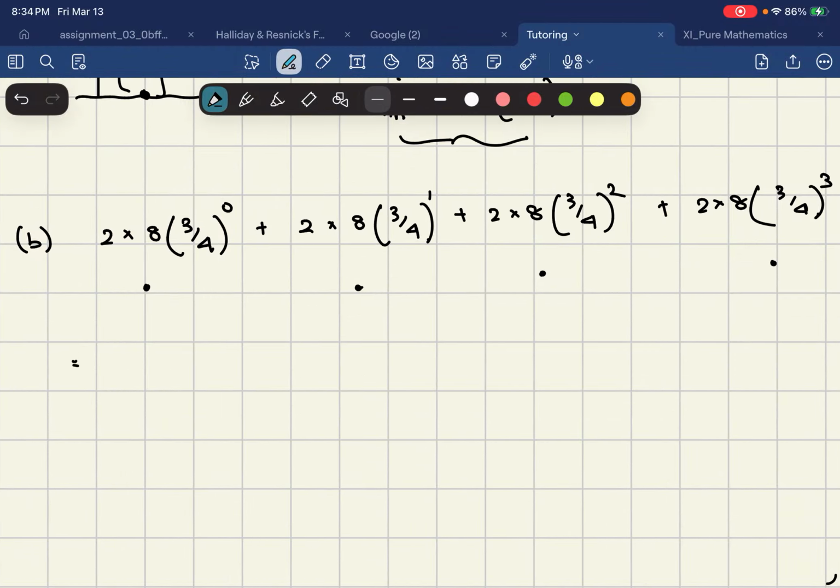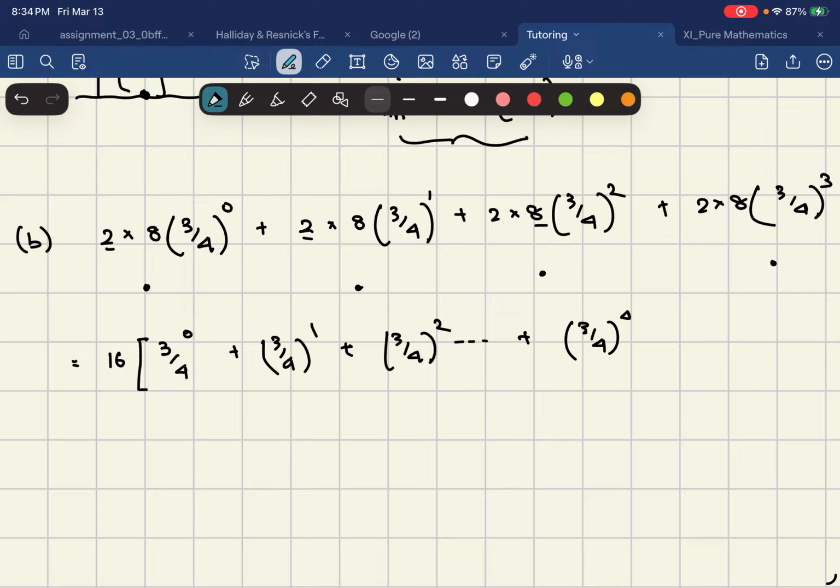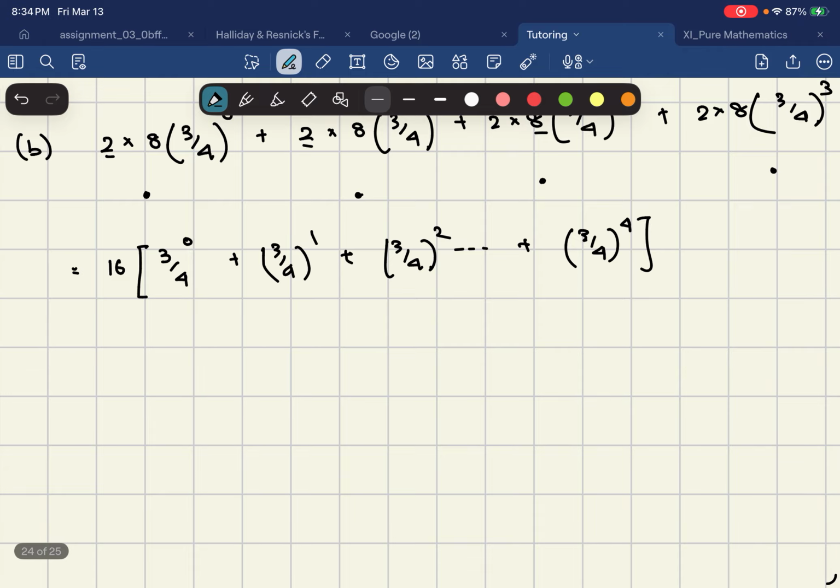So I can factorize, I can take out 2 common and 8 common. So that is going to be 16 common out of these terms. And inside the bracket, I have 3/4 to the power 0 plus 3/4 to the power 1 plus 3/4 squared, all the way until 3/4 to the power 4.